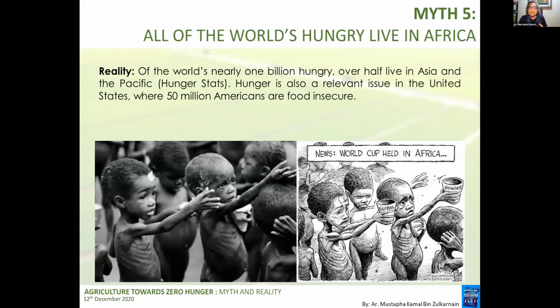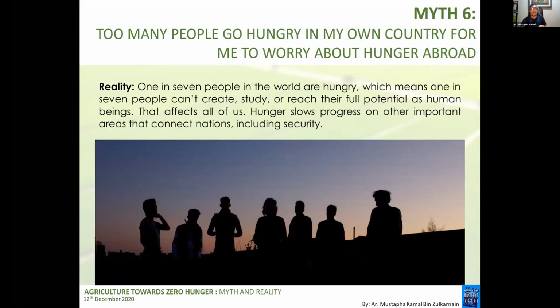A lot of people say hunger is in Africa, but not so, because half of the people in Asia are also in hunger. So we cannot generalize that it's happening in Africa only. Too many people go hungry in their own country, but when they go abroad, they're not hungry. So where is this inequality? We need to understand the reality about hunger.